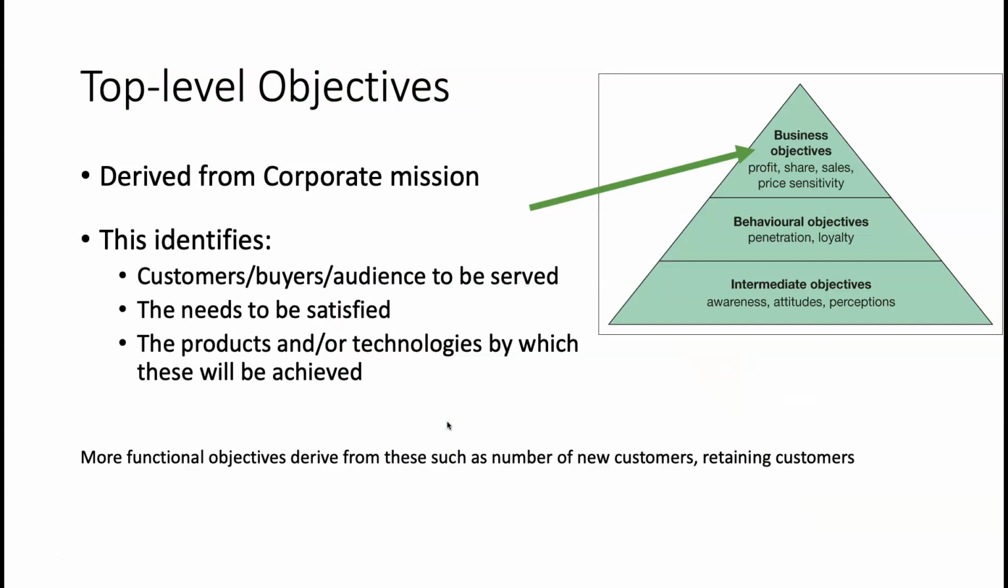So top level objectives, as mentioned before, derive from the corporate mission statement. So it's really important to identify what your mission is, what your reason for being is for your positive impact project. It'll also help when you derive this mission statement if you consider who your customers, buyers, and audience to be served is, what needs it is that you're satisfying. So what is it you're doing for that audience, and how you're going to do it, what products or technologies or what service it is that you're actually providing.